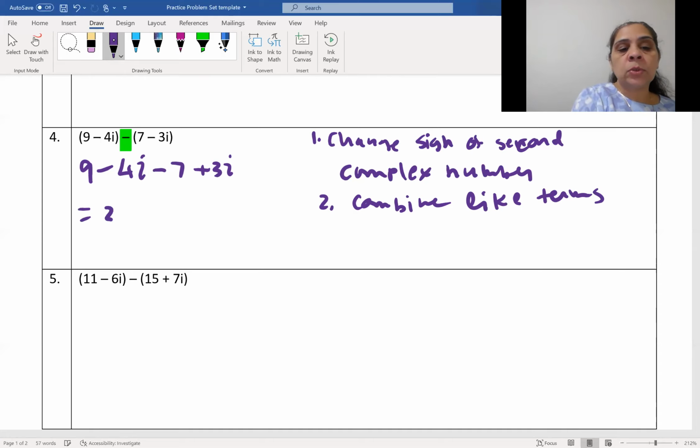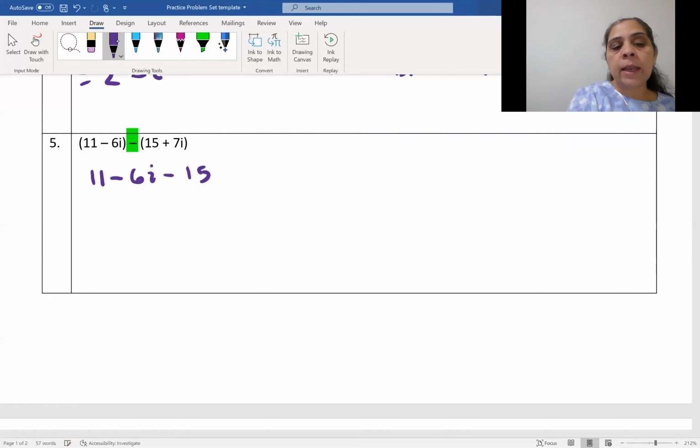All right. Next one we have subtraction. Step 1 is to change the sign of the second polynomial. So we have 11 minus 6i minus, and we change the sign of the second polynomial. We did that. Second step, we combine like terms. 11 minus 15 is negative 4. Negative 6 minus 7 is negative 13i. And that's it.